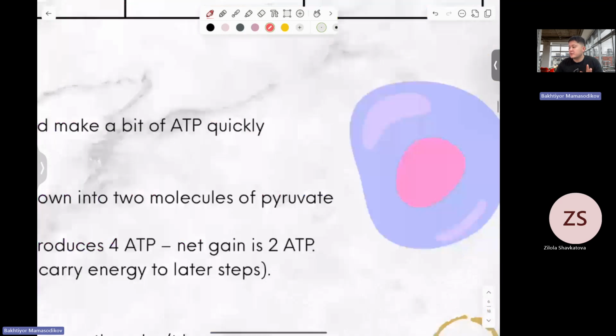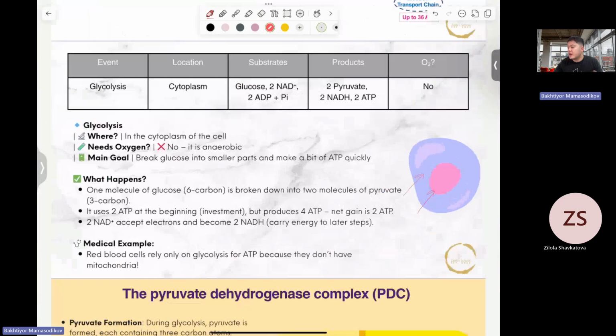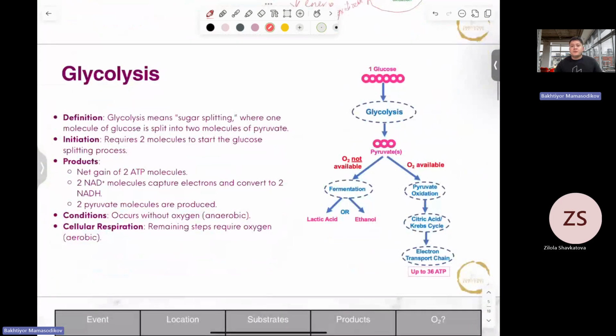You know what cytoplasm is, right? I don't have to show you this. This is the nucleus, this is the cytoplasm, and the glycolysis is going to happen in the cytoplasm. So think of glycolysis like breaking a candy bar, glucose, in half to get two smaller energy bars your body can use.